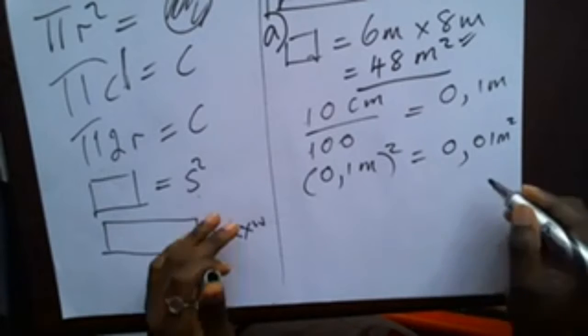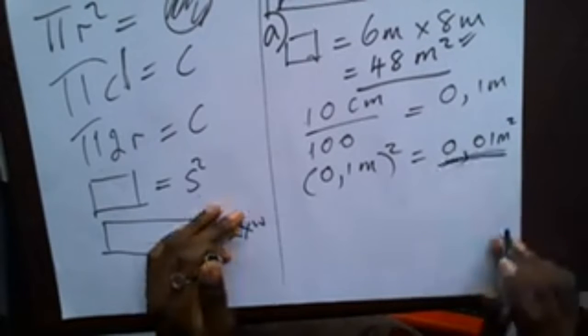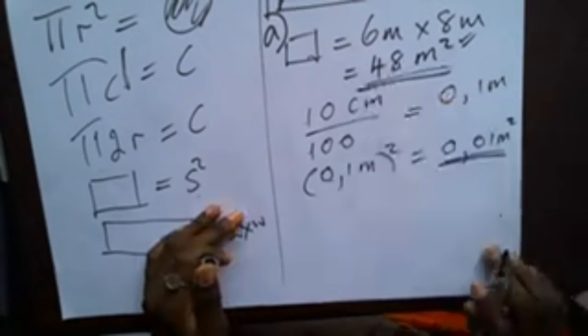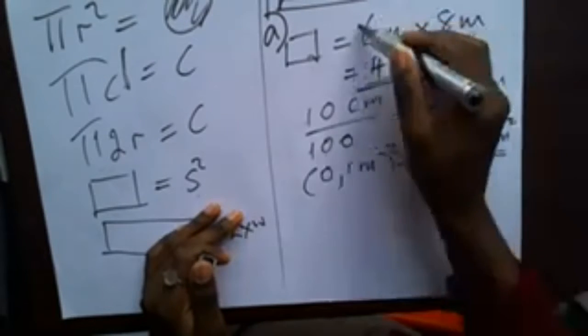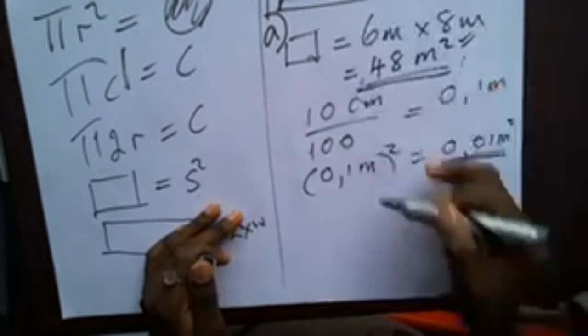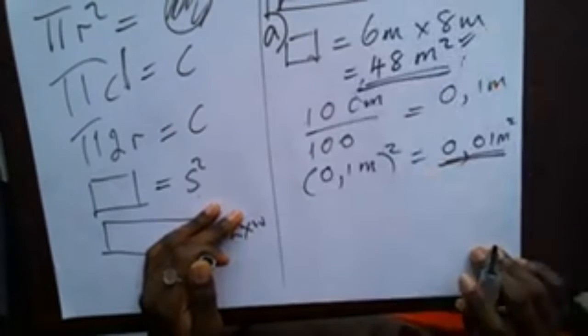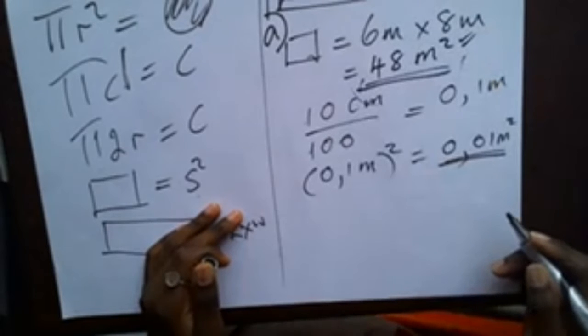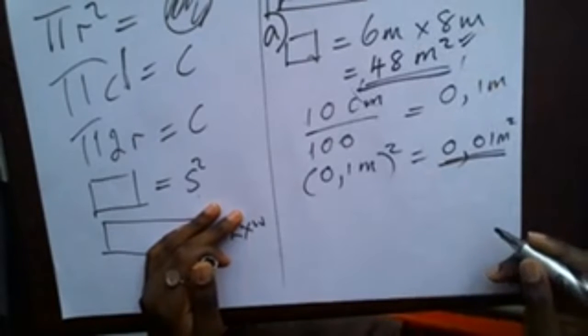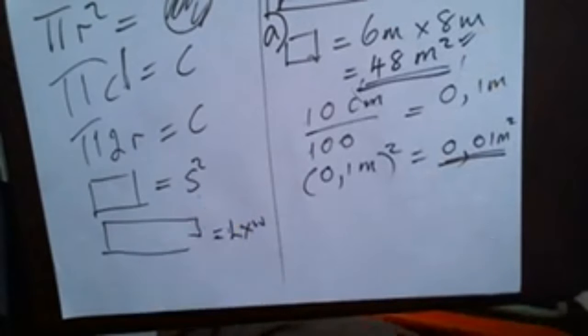Okay, so this is the area to be covered by each cobblestone, and this is the area to be covered by the project. We need to determine that. So what can we then say? Now we are going to employ simple proportion. How are we going to employ simple proportion? The information that we have.